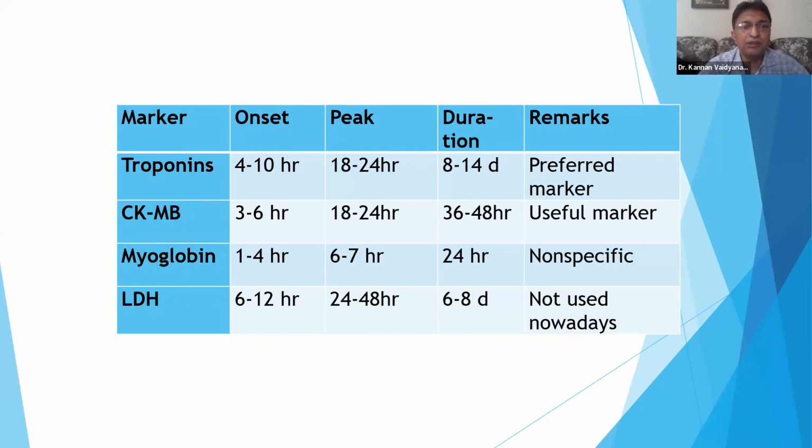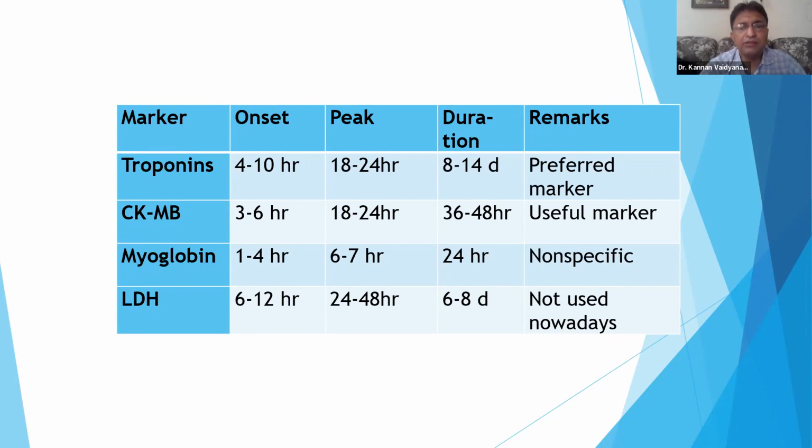Now, the troponins are the preferred markers, which rise in about 4 to 10 hours, peak in 18 to 24 hours, and can stay elevated up to 8 to 14 days after the infarction. CK-MB is a useful marker. It tends to get elevated at almost a similar time, 3 to 6 hours. The peak is again 18 to 24 hours, and the duration is 36 to 48 hours. The remark given is that it's a useful marker.